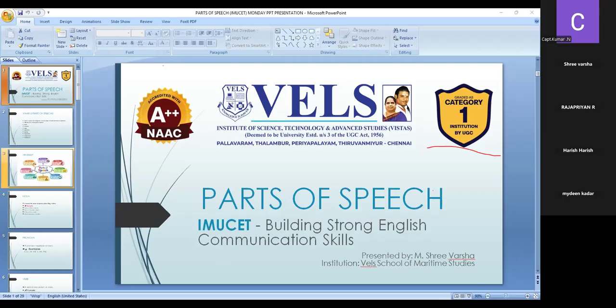Then, quick revision. Here I segregated two points: one is part, the other one is function. Now, let's see the quick revision. Noun: naming words. Pronoun replaces a noun. Verb: action. Adjective describes a noun. Adverb describes a verb. Preposition shows relation. Conjunction joins words. And the last one, interjection: emotions. This is the quick revision part for you.